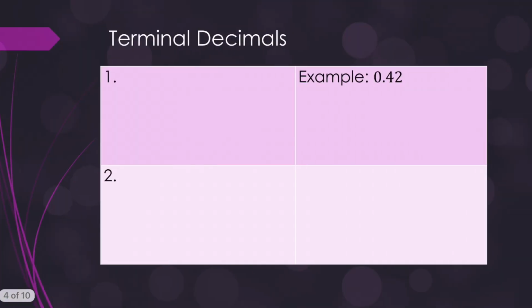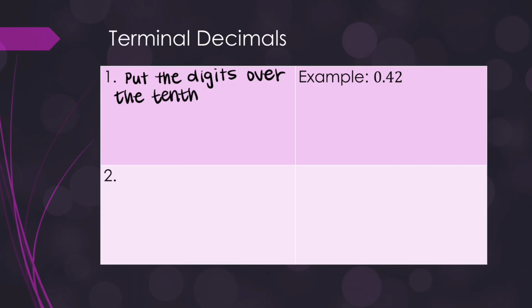Okay, so another way we see applications of scientific notation is with converting decimals. So as a review, let's talk about how you would convert a terminating decimal to a fraction. Okay, so step 1, you put the digits over the 10th power of the corresponding decimal.